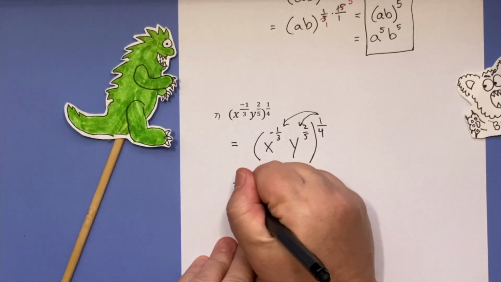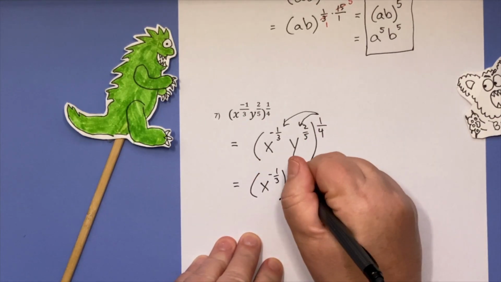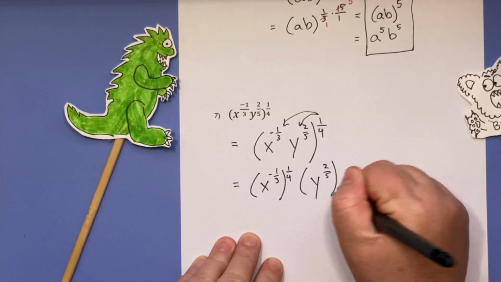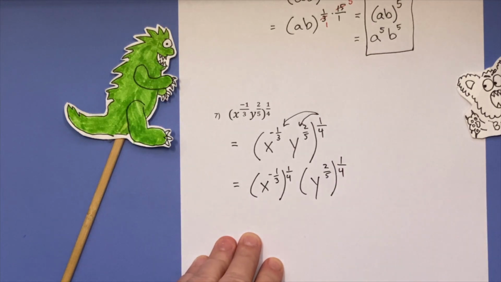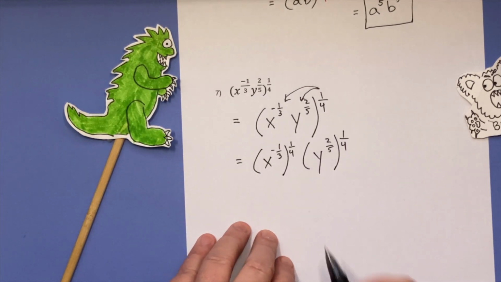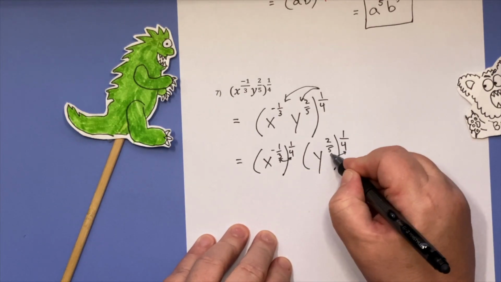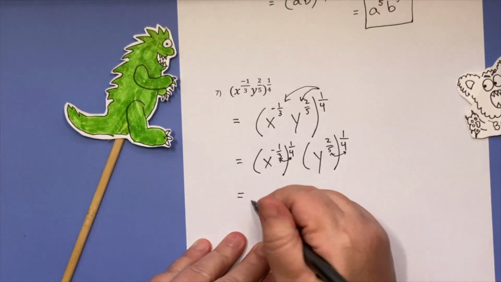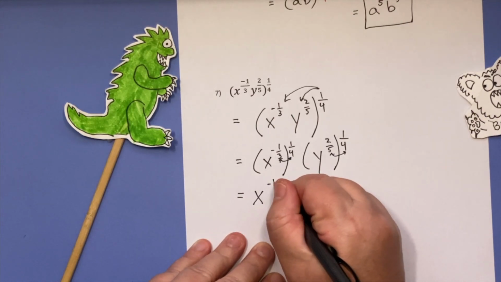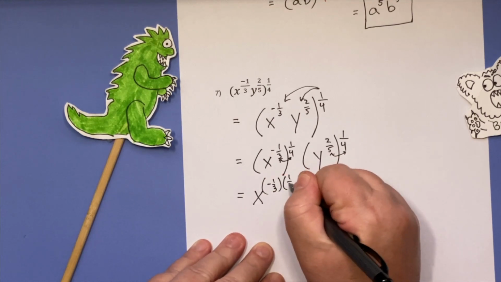So in other words, what I get here is x to the negative 1/3 raised to the 1/4 times y to the 2/5 to the 1/4. And then all I need to do here is realize that in this case I just have to multiply these two, and in this case I just have to multiply these two. So I get x to the negative 1/3, oh my goodness, I can't write 1/3, times 1/4.